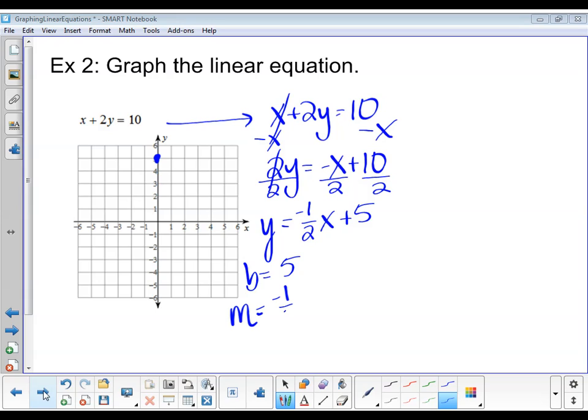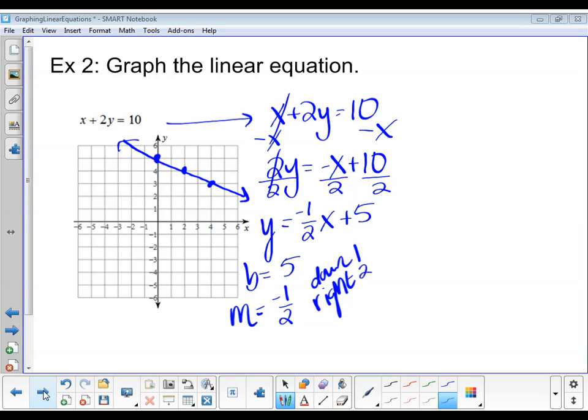M is -1/2. That means we are going to be going down 1 and to the right 2 from that starting spot of 5. So from this dot, I'm going down 1 and over 2, and then I put another dot. If you're drawing this freehand, you can do that same process again. You could go down another 1 and over another 2. Sometimes it's easier to get your line drawn whenever you have more than one dot to connect. And that's graphing if you have an equation that is not in slope-intercept form.